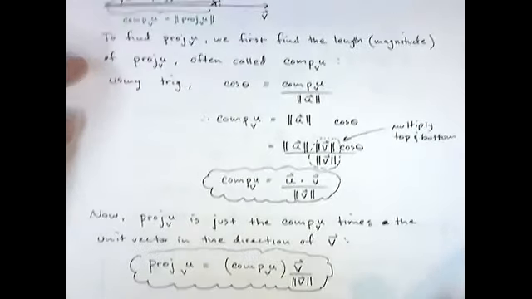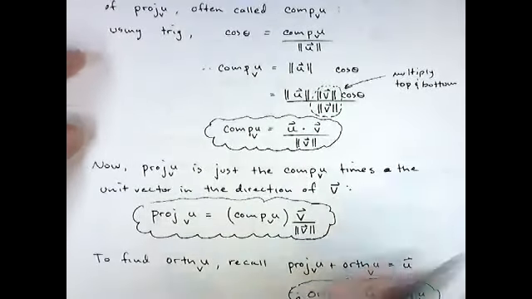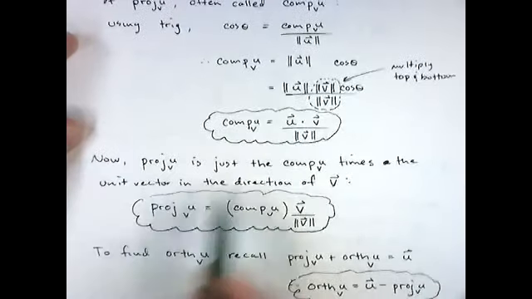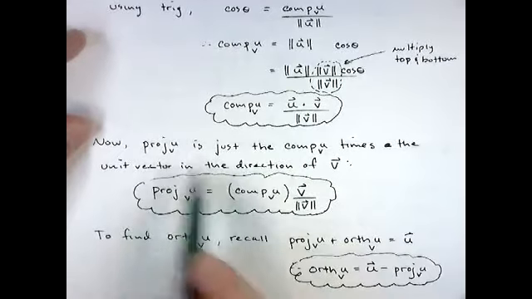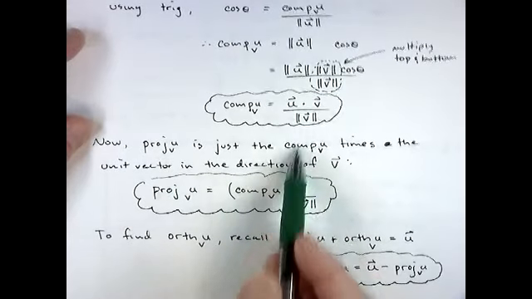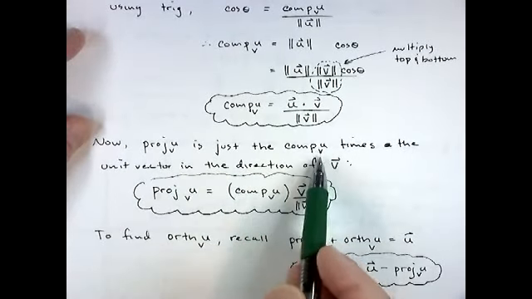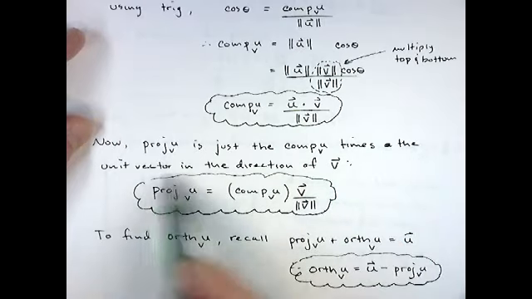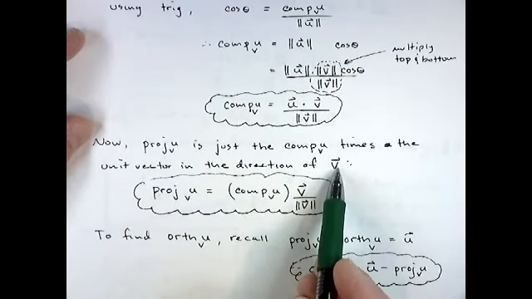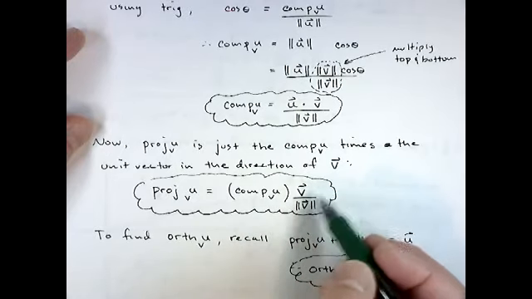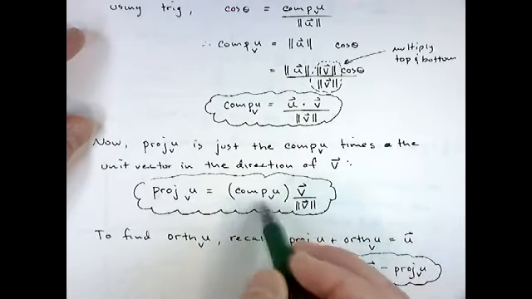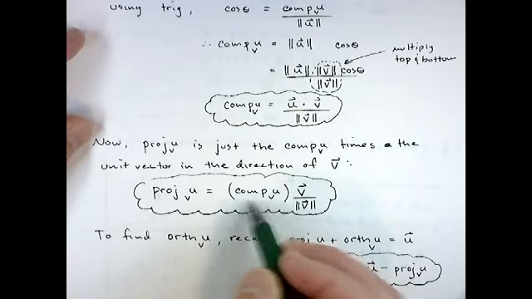The component of u onto v is u dotted with v over the magnitude of v. Now the projection of u onto v, remember, this is just the length of the projection. So the projection of u onto v would be this length, the component of u onto v, times the unit vector in the direction of v. Remember, that's one way we find vectors: you take a unit vector and multiply it by the appropriate length.